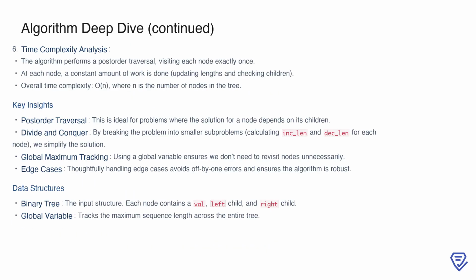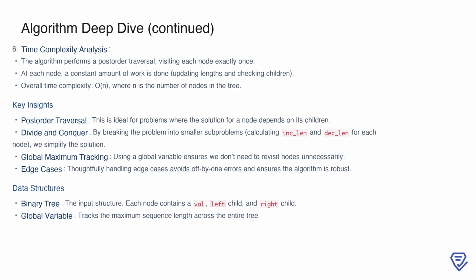The efficiency of this algorithm lies in its time complexity. Since we visit each node exactly once during the postorder traversal, the algorithm runs in O(n) time, where n is the total number of nodes in the tree. At each node, we perform a constant amount of work to calculate the sequence lengths and update the global maximum, making the process highly efficient.